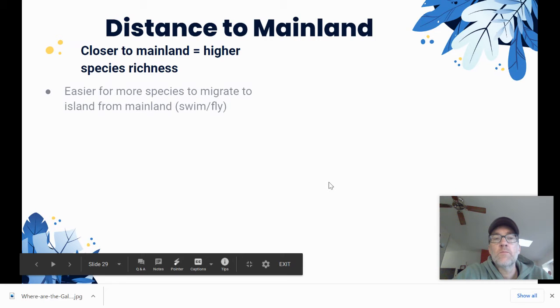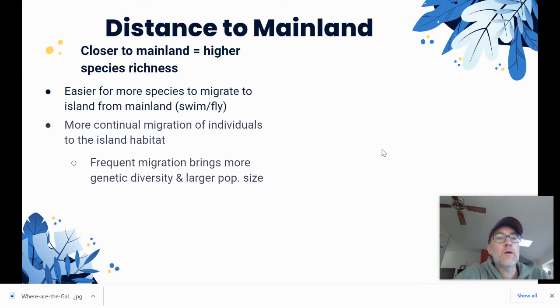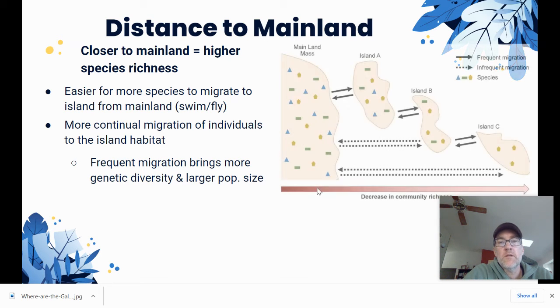All right, so this is somewhat redundant, but the closer island, as well as the larger island, has a higher species richness, and that's because species are able to migrate there easily. They could either fly or swim. In some cases, animals make it on these vegetative rafts. Things like lizards might end up on a chunk of floating vegetation and actually be blown or washed to an island in the ocean. Frequent migration brings more genetic diversity and larger populations.